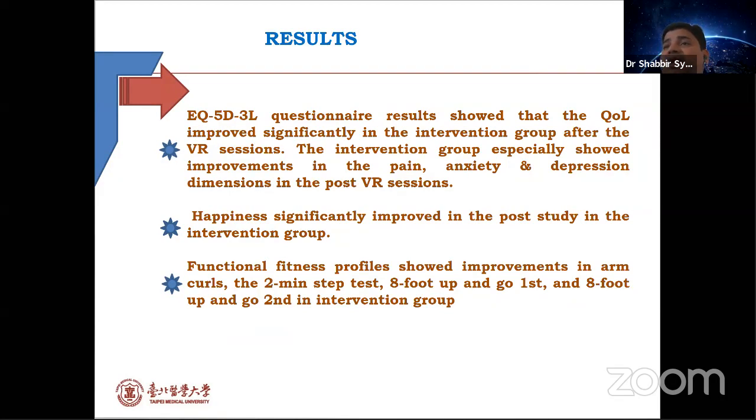Happiness improved post-study in the intervention group. The functional fitness profile showed improvement in the arm curl and 2-minute step tests. So details are there. Again, this presentation is not just showing my studies, but overall giving an idea of how VR can be used and how it can benefit elderly people, and you can come up with any other problem, not only elderly people. But in my case, I am talking about elderly.